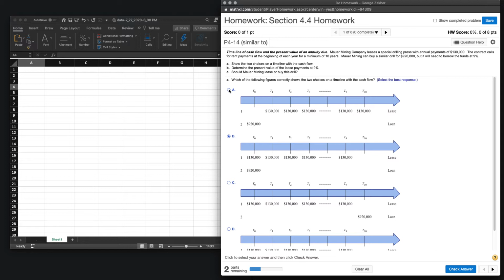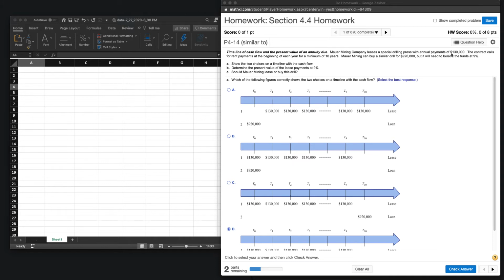Timeline of cash flow and the present value of an annuity due. Meyer Mining Company leases a special drilling press with an annual payment of $130,000. The contract calls for rent payments at the beginning of the year for a minimum of 10 years. Meyer Mining can buy a similar drill for $920,000, but it will need to borrow the funds at 9%. So that's what's happening. First part, we need to understand, how is this represented on a timeline?